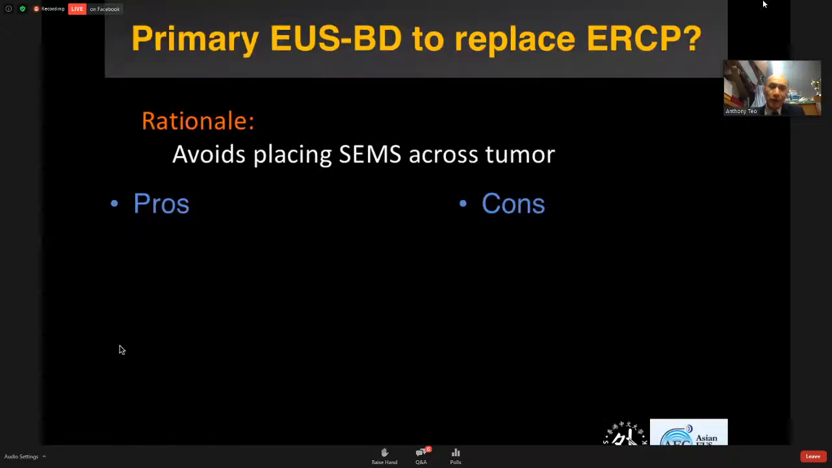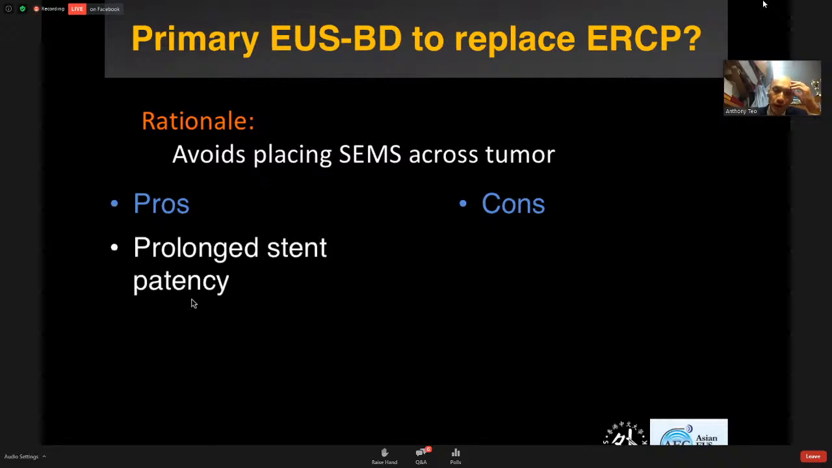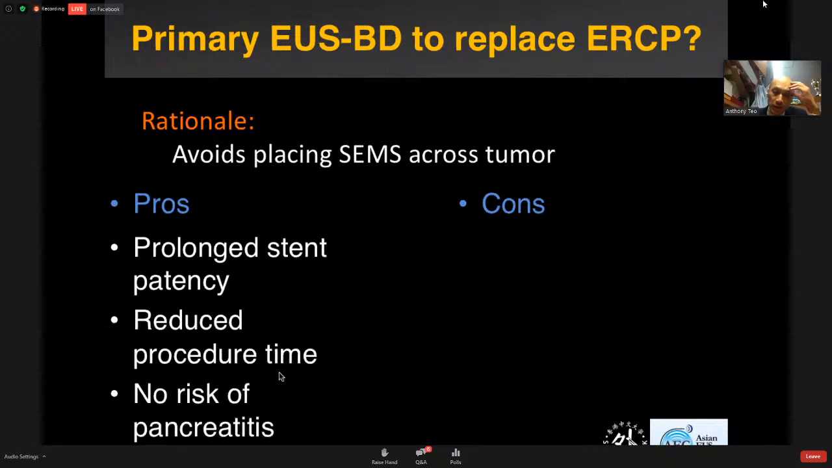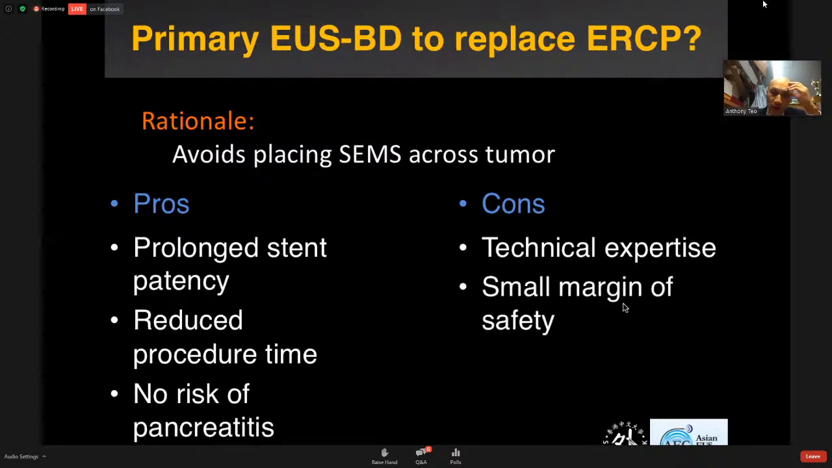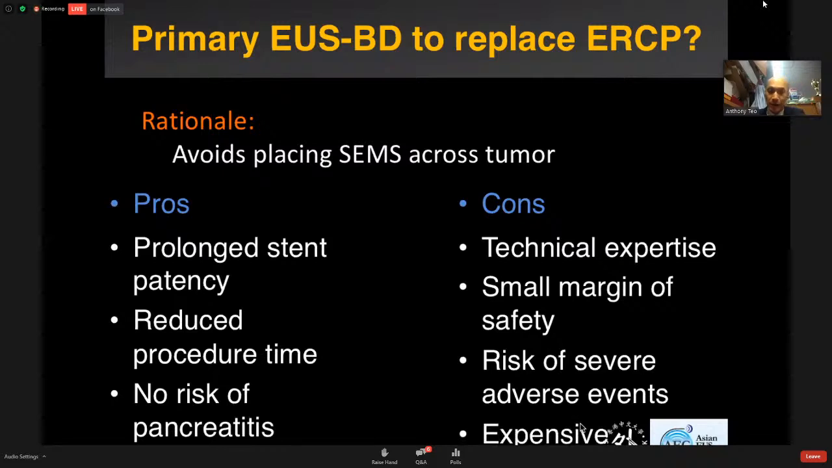In terms of EUS biliary drainage, I mentioned a very hot topic right now is whether EUSBD can potentially replace ERCP. So the main rationale is that in EUSBD, the stent is placed away from the tumor. So this may potentially reduce the need for reintervention or reduce the risk of tumor ingrowth. So there may be prolonged stent patency, reduced procedural time, and there's no risk of pancreatitis. Of course, to perform EUSBD, you need technical expertise. There's a risk of complications, as well as the need for dedicated devices, which may make the procedure more expensive.